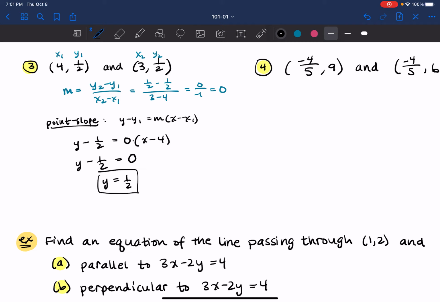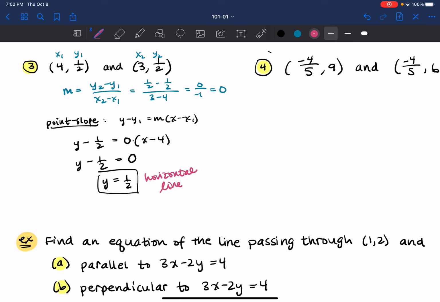That should make sense, right? We have a slope of 0. We know that horizontal lines have a slope of 0, and so what we got here is a horizontal line, right? Y equals a number is a horizontal line. So we could write that down. So horizontal line.